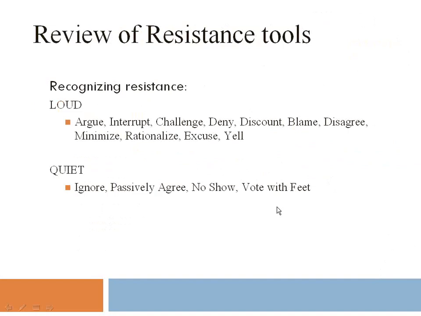The quiet resistance is they don't show up for appointments, they're ignoring you, they're passively agreeing, so they'll agree with some of the things you say, but they won't follow through on everything, which can be really frustrating because a lot of the time that quiet resistance looks like they're agreeing with us, but then when they leave, they don't follow through on anything. It can be obviously really frustrating.